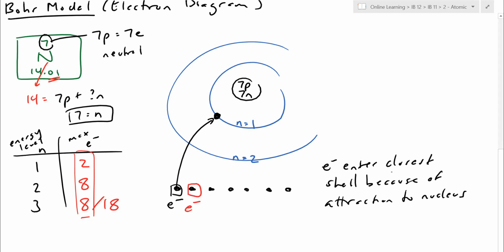The second electron also wants to enter the closest shell, but it has a little bit more second thoughts. As it goes in, it says, yeah, I want to be close to the nucleus because the nucleus is positive. That's what I like. And yet that first electron has already gone in. That first electron is negative. Do I really want to sit with them?